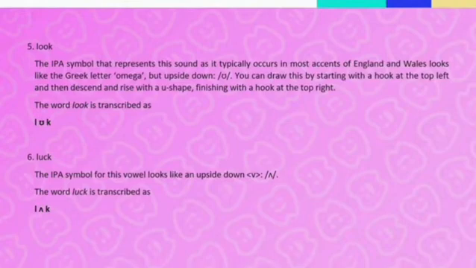Luck. The IPA symbol for these vowels looks like an upside down V. The word luck is transcribed as luck.